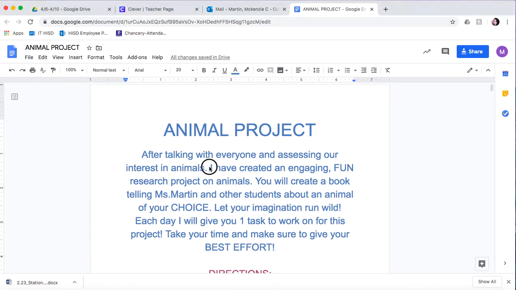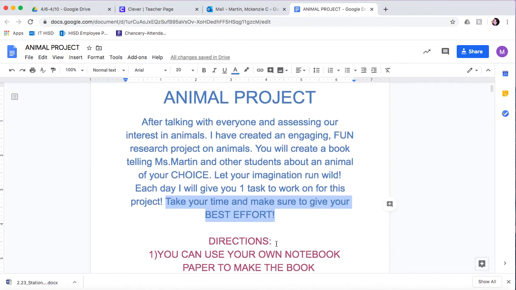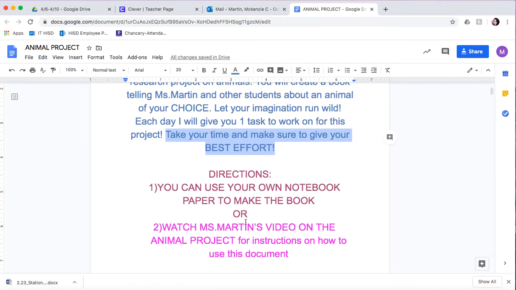It tells you right here, I've created an engaging, fun research project on animals. At the end of this project, the result is supposed to be that you've created a book telling Ms. Martin and other students in our class about the animal that you've chosen. Please let your imaginations run wild. Each day you'll be given one task to work on for the project. A very important part of this project is to take your time and make sure to give your best effort.